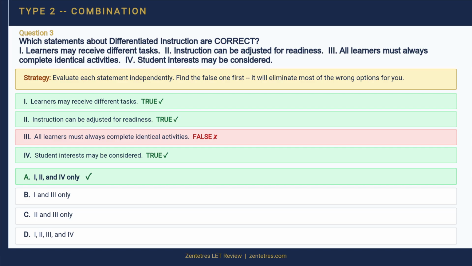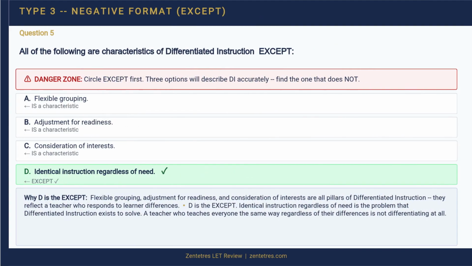3. And all learners must always complete identical activities. False. This directly contradicts differentiated instruction. If all activities are identical, no differentiation has occurred. 4. Student interests may be considered. True, interest is one of the 3 factors, alongside readiness and learning profile, that guides differentiation. With 3 identified as false, B, C, and D are eliminated. The answer is A.